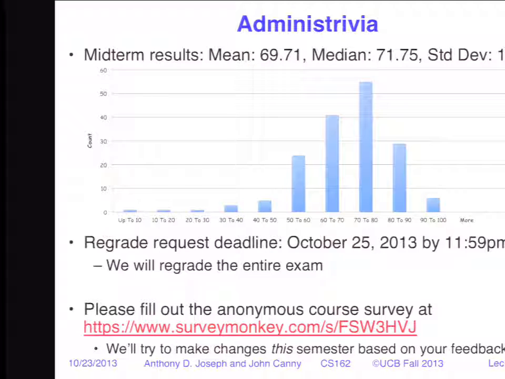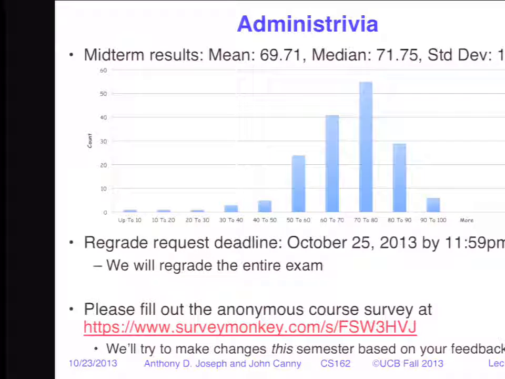There's an anonymous course survey on SurveyMonkey. Please fill that out. That's your way to provide feedback. And yes, we know the exam was too long. But otherwise, don't worry, midterm number 2 will not be as long. In-class exams are typically 5 questions, not 6. If you have constructive feedback, please provide it to us, because we'll try and make changes based on your feedback. With that, are there any questions about the exam or anything else?